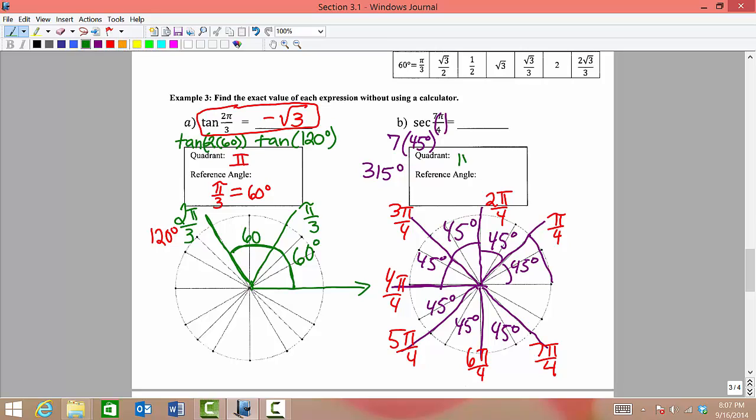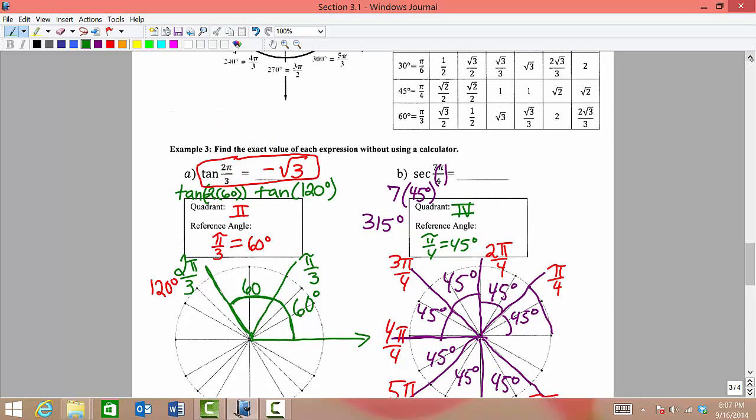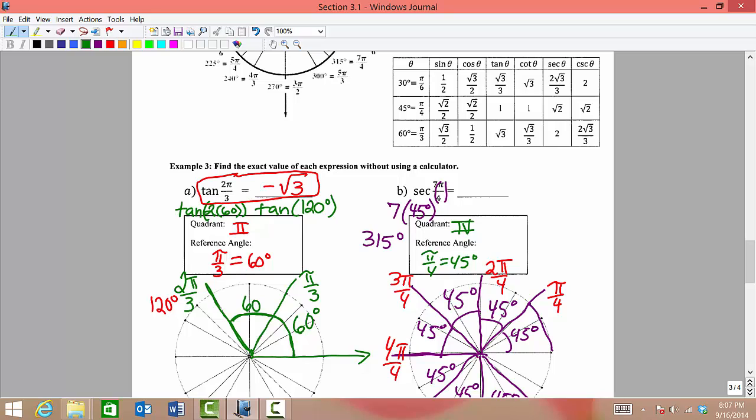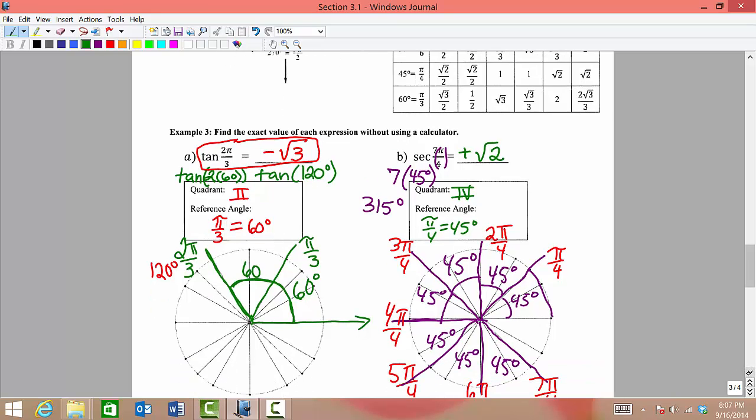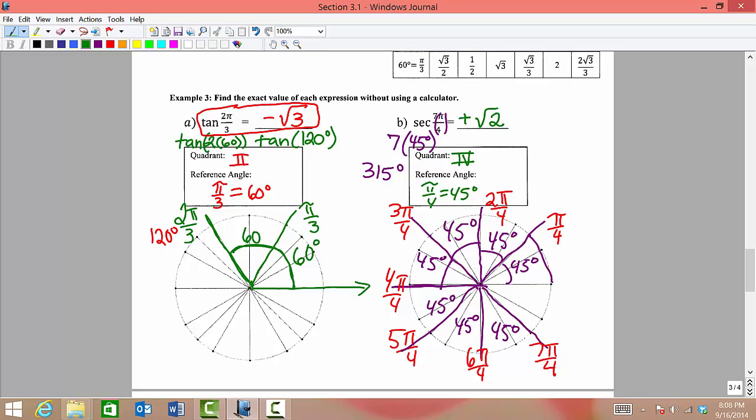Now the quadrant that we're in is quadrant 4. Our reference angle is pi over 4, or 45 degrees. So if our reference angle is 45 degrees, secant of 45 degrees would be square root of 2. So we have square root of 2, and since we're in quadrant 4, secant is positive. So our answer for secant of 7 pi over 4 would be positive square root of 2. So we find the quadrant that the angle is located in, and then we find the reference angle, and then we know the number and also the sign of our secant value.